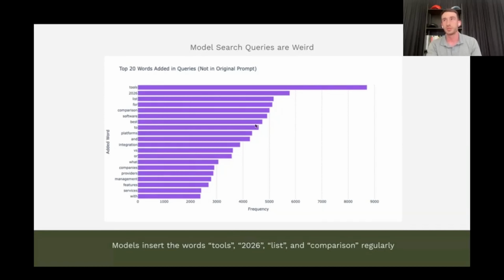And we can also see that ChatGPT is inserting a bunch of words into prompts that it gives Google. These are the most common words that are inserted into prompts when ChatGPT processes a prompt that you give it and runs it through Google. We see the words tools, 2026, list, comparison, software, best, platforms, a lot of things asking for roundups, lists, and recent time sensitivity.